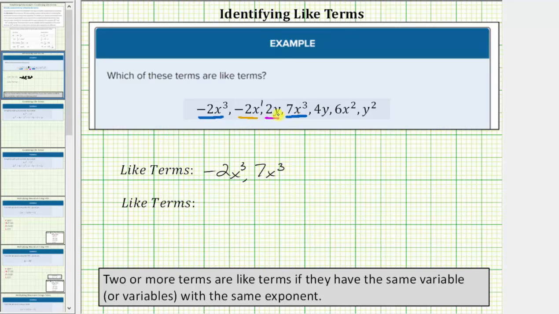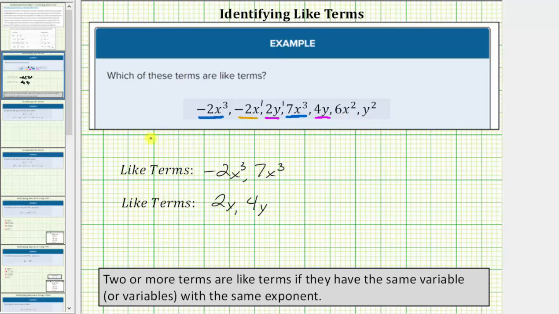The next term is 2y, which contains exactly one factor of y, or has the variable y raised to the first power. Any like term must also contain exactly one factor of y, or y raised to the first power. We'll notice how the term 4y contains exactly one factor of y, or y to the first, and therefore 2y and 4y are like terms. Looking at the last two remaining terms, notice how the variables are not the same, they don't have the same variable factors, and therefore these two terms are not like terms.